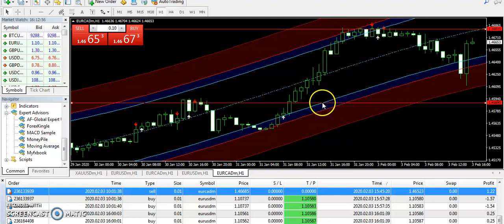So this is the best thing that I am telling you: when the market reaches the overbought levels, because the top red boundary is the overbought level, then you should close your buy trades. Now it depends on you.